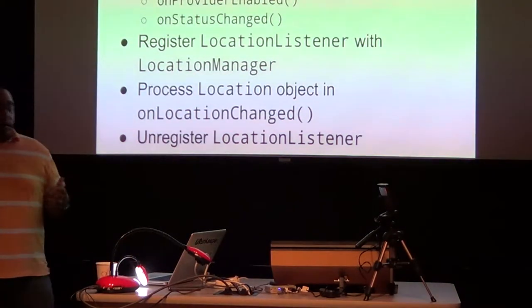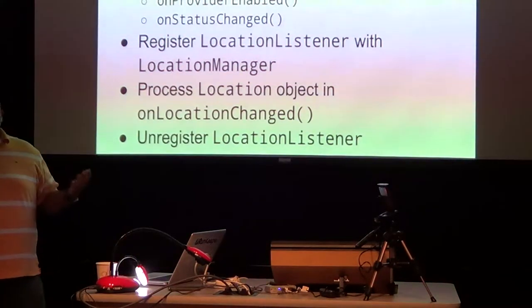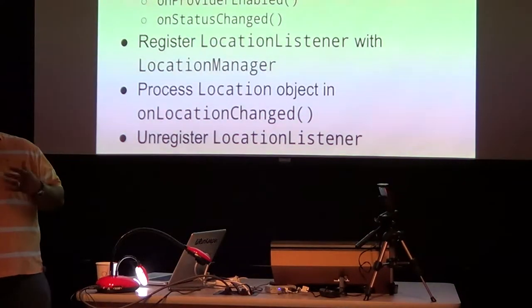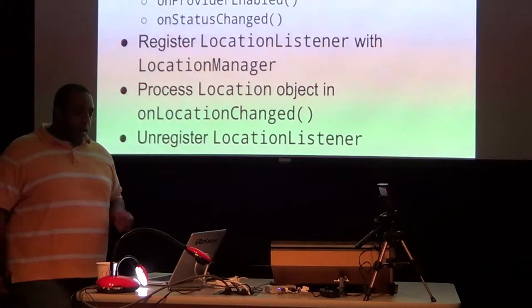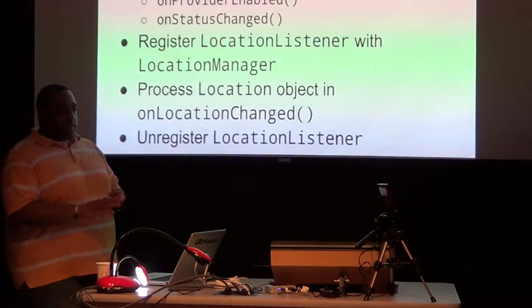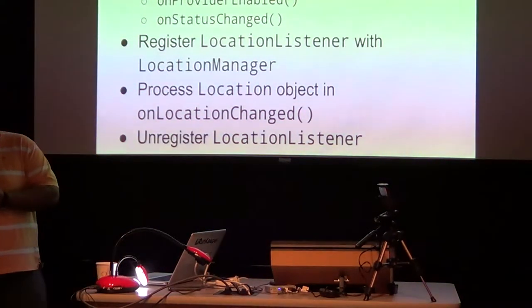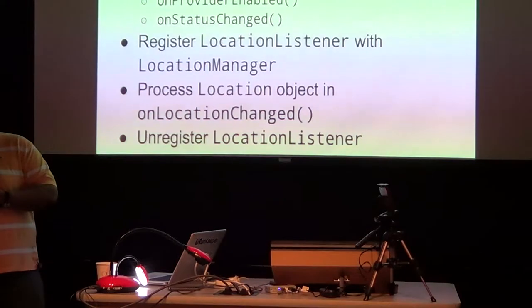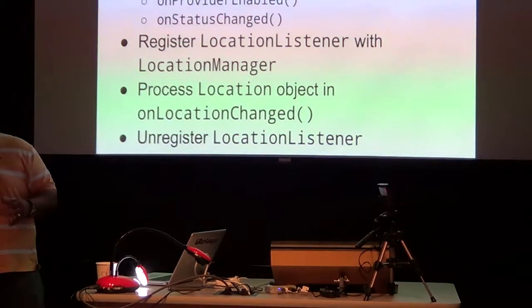The other methods, onProviderEnabled and onProviderDisabled, get fired when the user enables or disables the location provider. onStatusChanged provides status information about location providers. Once you implement that interface, there are three things you need to do. You need to register with the LocationManager to get location updates, process the data in the onLocationChanged method, and then unregister.